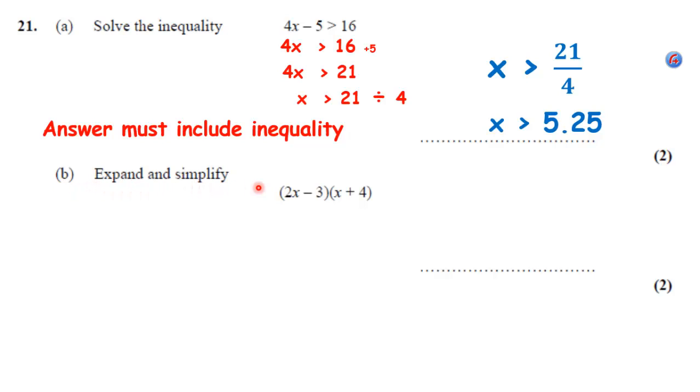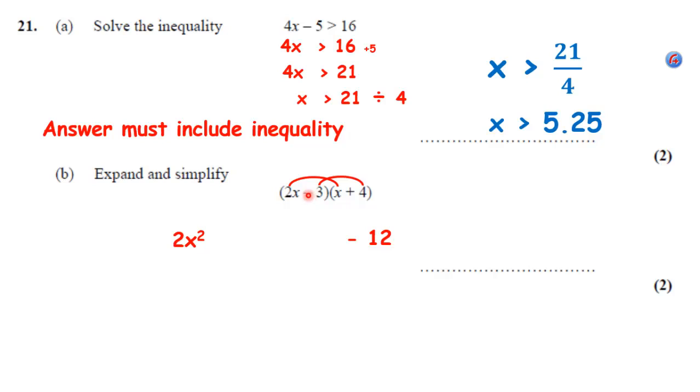Part B says expand and simplify. So there are two things there. I need to expand the brackets, which means multiply out all the terms, and then simplify my answer. Let's do that. So I'll start off with 2x times x. 2x times x is 2x squared. Then I'm going to do the last in this lot. 3 times 4 is 12, but it's minus 3 and plus 4. So that's going to be minus 12.